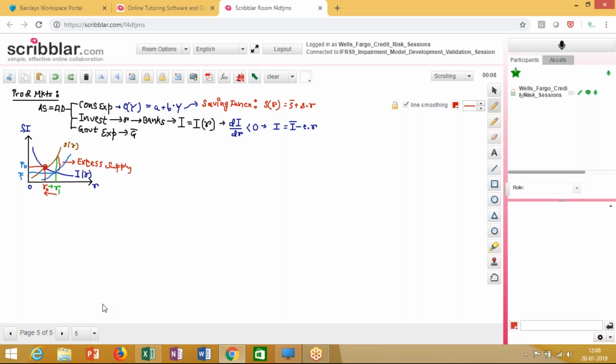So we focus on the income and the rate of interest, or the relationship between the income in an economy and the rate of interest in the economy. So this is something that we try to focus on, right? So over here, if you think about this, right?